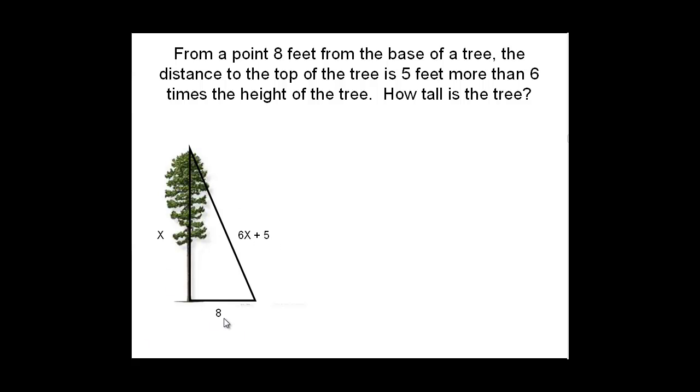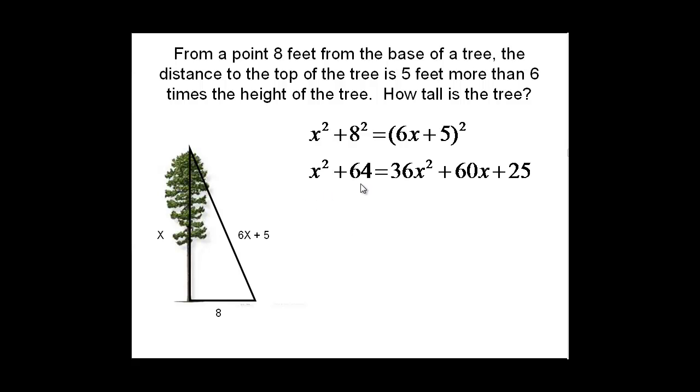Again, we have a right triangle, so it's 8 squared plus x squared equals 6x plus 5 squared. And if you square these all out, you'll get x squared plus 64. 6x, you square it, is 36x squared. 6 times 5 is 30. Double is 60x. And 5 squared is 25. Again, the pattern is square, double the 30, and then square. Okay, if we combine like terms, we take our 64 over and our x squared over, we should get 35x squared plus 60x minus 39.